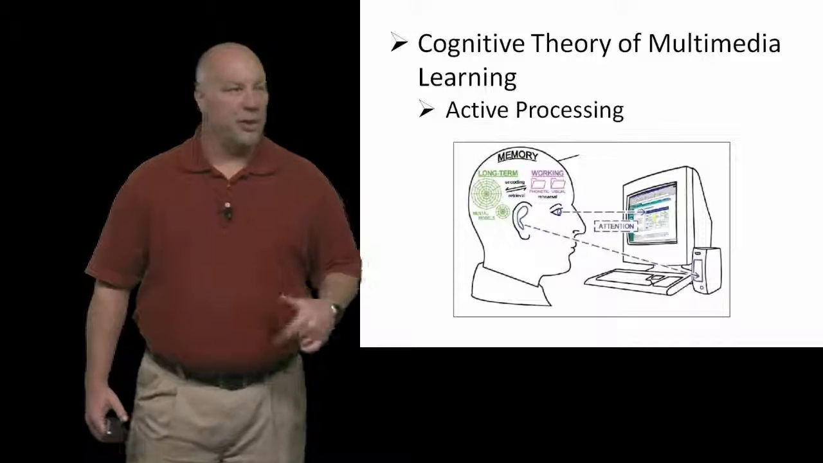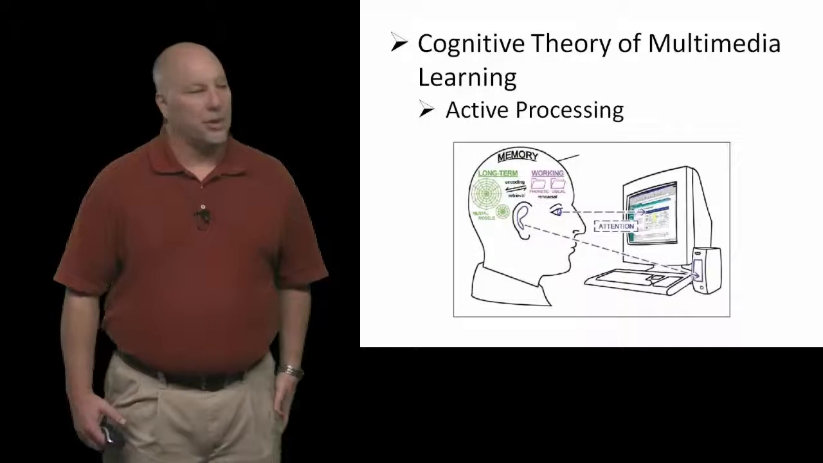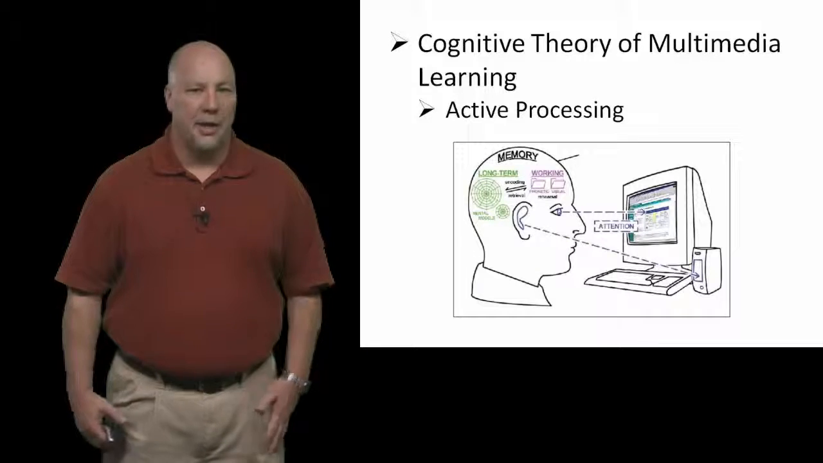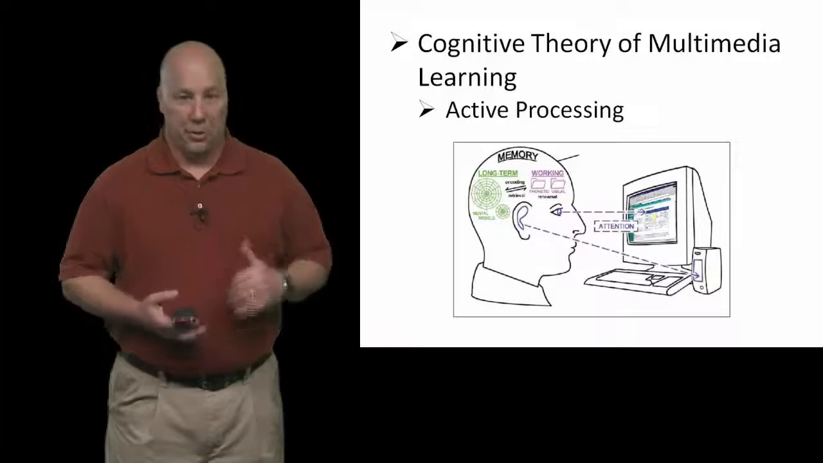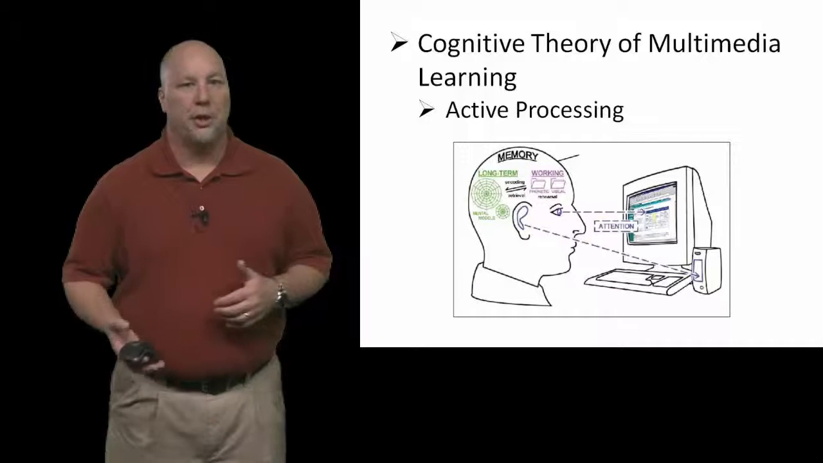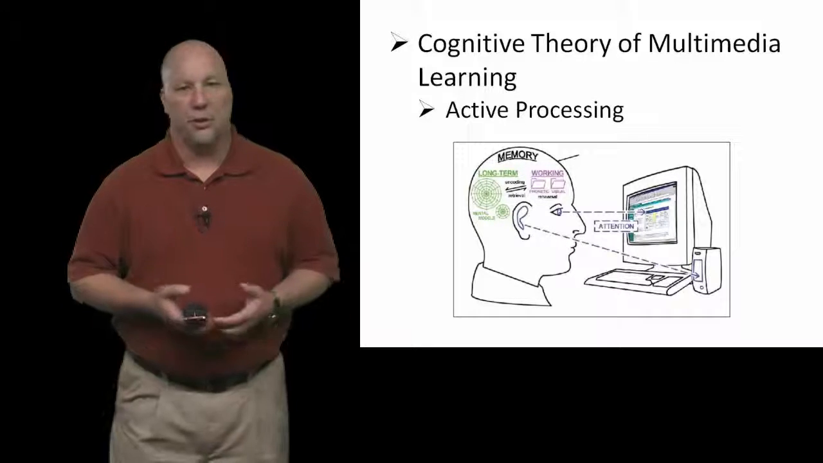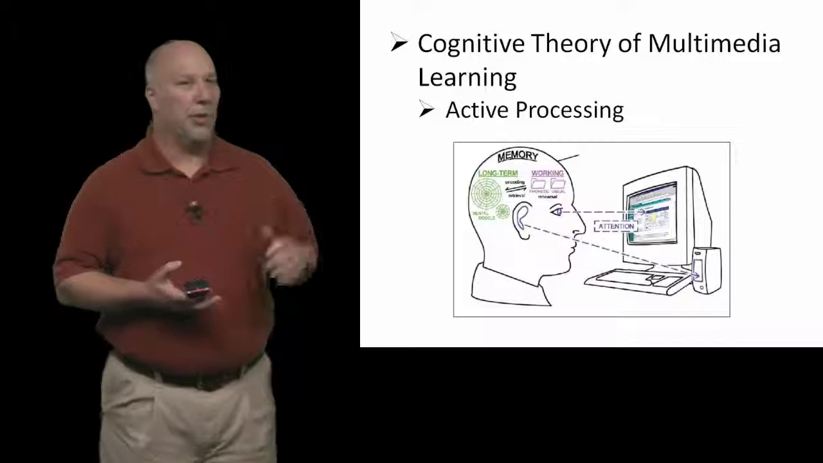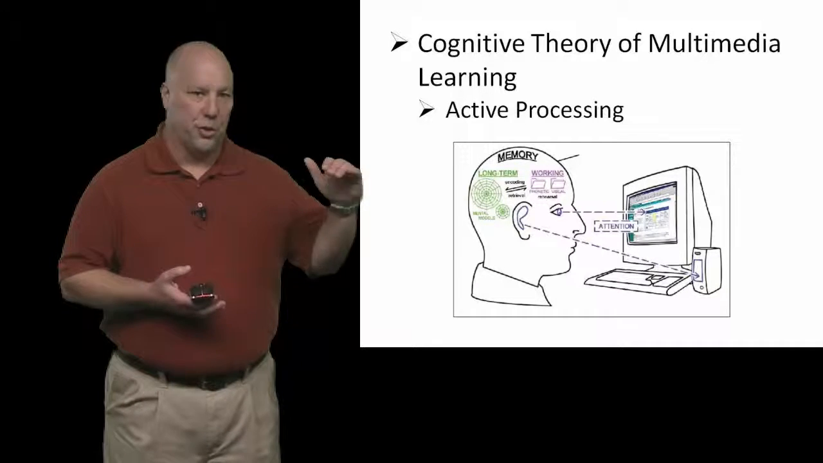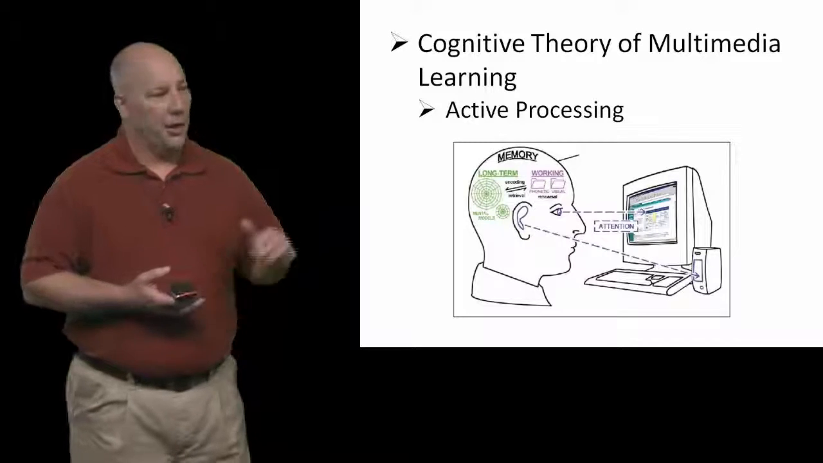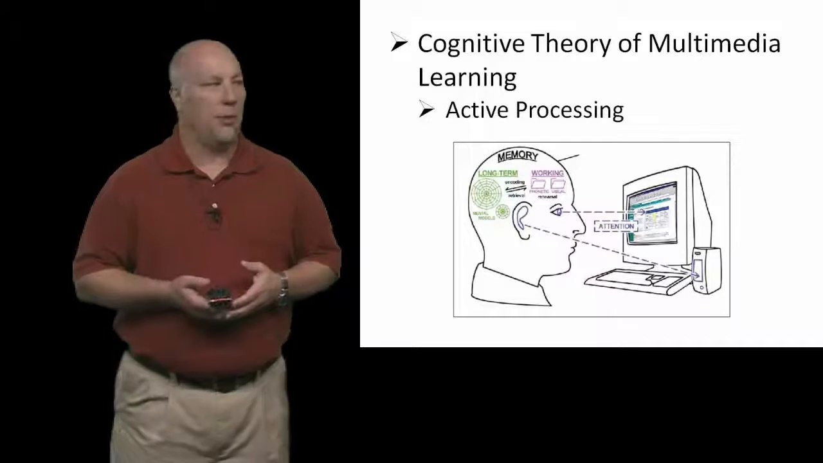The last assumption is that you have to have active processing. In other words, the student has to actively be engaged in the cognitive process. They need to be trying to learn what you're teaching. If they're daydreaming, focusing on something else, it doesn't matter how well your presentation is done. It doesn't matter how well you've made sure you're not overloading anything. If they're daydreaming, they're not going to get it no matter what.